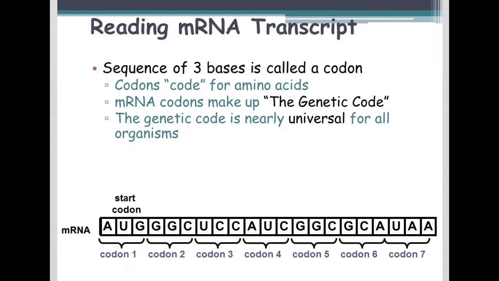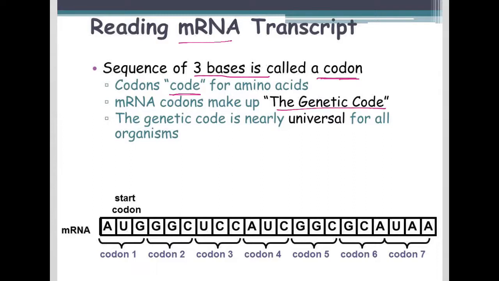And let's just talk about reading that mRNA transcript. So our mRNA is a complement to whatever gene was read during transcription. And we have divided, or we can divide, our mRNA into sequences of 3 bases at a time called a codon. So codons code for amino acids, and these codons make up what we call the genetic code.